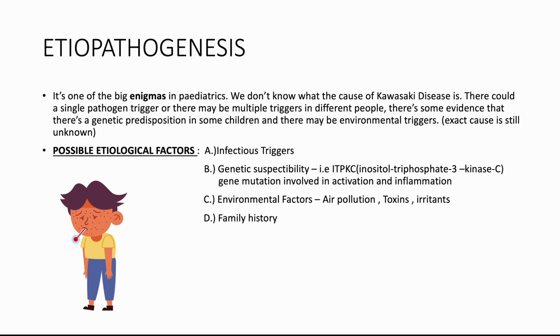Then for etiopathogenesis, the exact cause of Kawasaki disease remains unknown until now. It is believed to result from an abnormal immune response in genetically susceptible children following exposure to an environmental or infectious trigger. Genetic associations include polymorphisms affecting immune regulation and inflammation. Possible etiological factors include infection triggers, environmental factors, family history, and genetic susceptibility involving inositol triphosphate 3 kinase C, a gene involved in activation and inflammation.